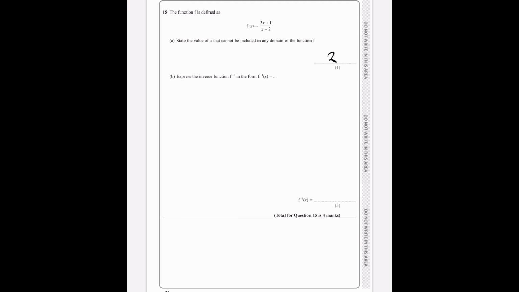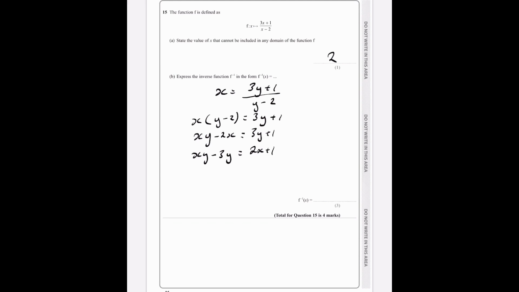Question 15, can't be 2 because that would make the denominator 0. For B, the inverse function, I'm going to multiply both sides by y minus 2. Essentially we're making y the subject here when we swap the x's and y's around. Multiply both sides by y minus 2, we'll get xy minus 2x equals 3y plus 1 once you expand the left-hand side. Then we'll get the y's all onto the left-hand side and the non-y's all onto the right-hand side. That allows us to factorise a y out from the left-hand side and then divide both sides by x minus 3 to give us 2x plus 1 over x minus 3.